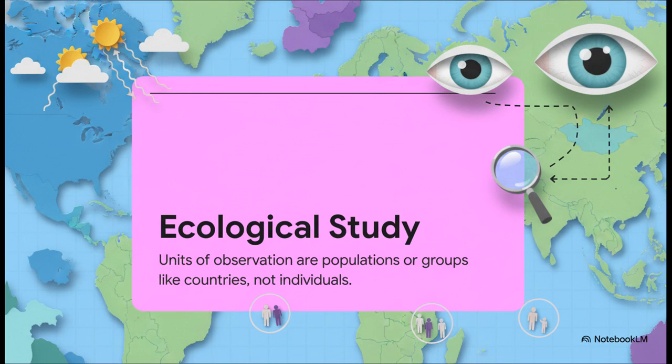But you have to watch out for what's called the ecological fallacy. That's the trap of assuming an association found at a massive group level automatically applies to a single individual.